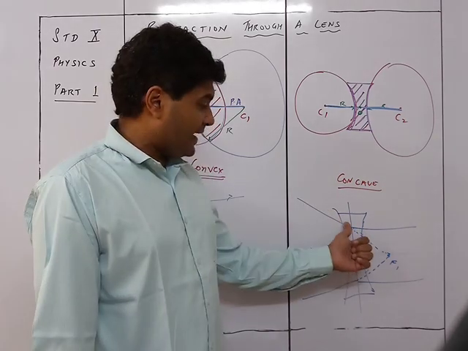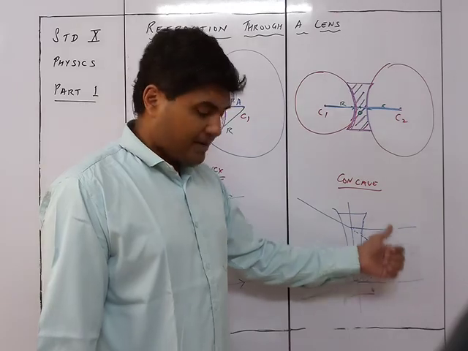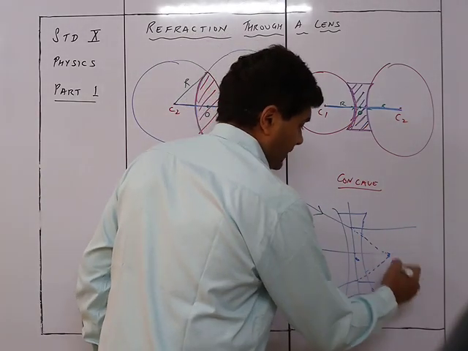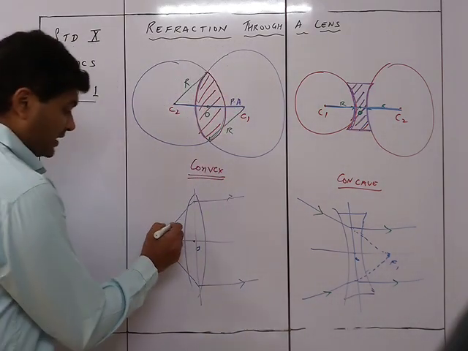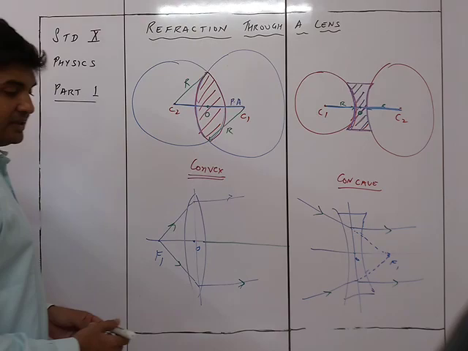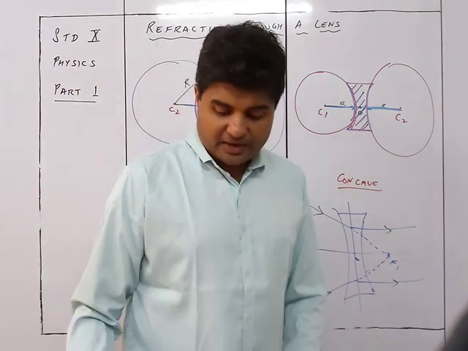So these are the lines which appear to be meeting at this particular point; after reflection they become parallel to the principal axis. This was coming like this and they have become parallel to the principal axis. So this is the first focal length. Similarly, the second focal length. What is the second focal length?